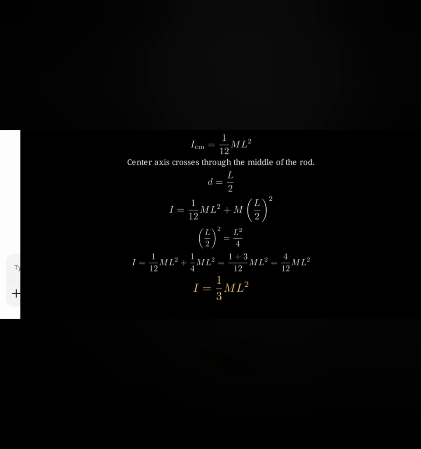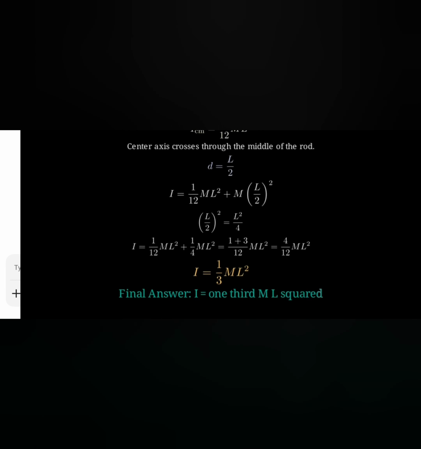So there you have it. The rod's moment of inertia about an axis through one end is 1/3 ml squared. The parallel axis theorem gave us a swift way to shift the axis away from the center.